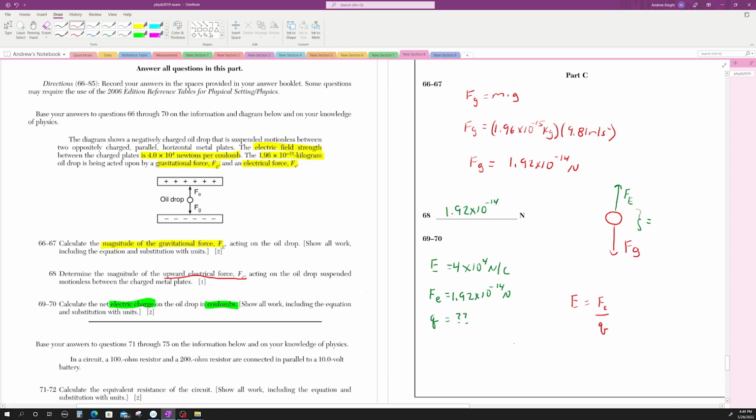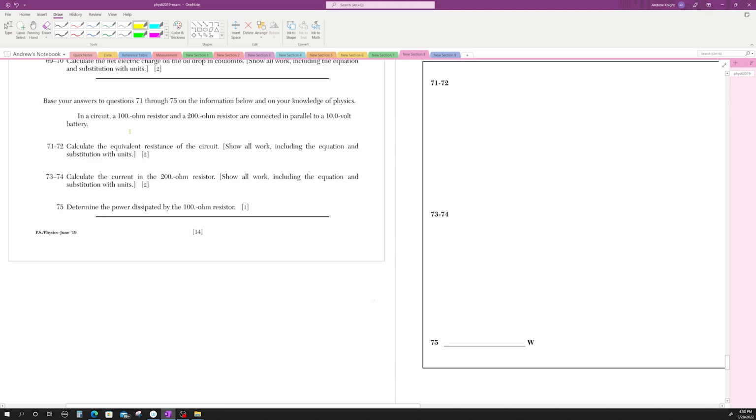My electric field strength is 4 times 10 to the fourth Newton per Coulomb. Fe was 1.92 times 10 to the negative 14 newtons. And Q is what I'm searching for. These two items just swap spots, and you'll end up with a Q equivalent of 4.8 times 10 to the negative 19 coulombs. Base your answers to questions 71 to 75 on the information below.